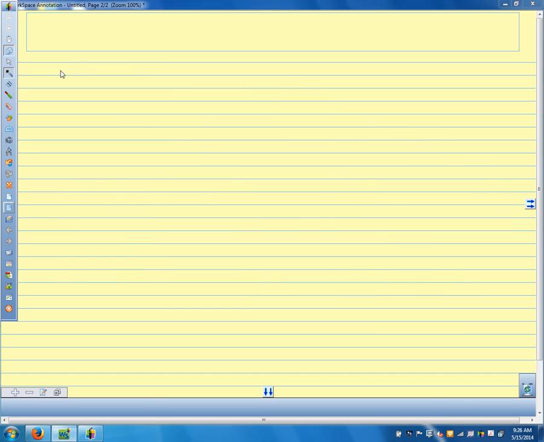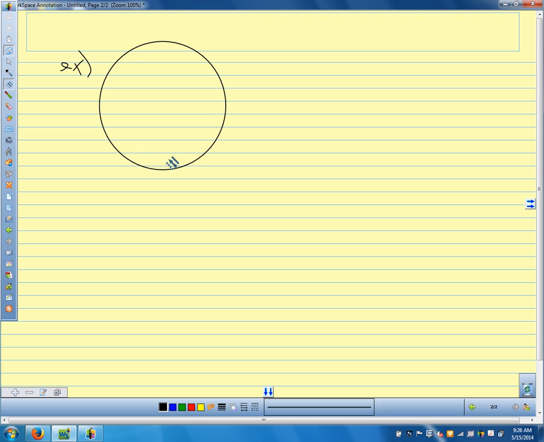All right, so a couple of examples. Here's my circle, and I'm going to draw in some segments here. We end up with lots of pictures that look like this when we're dealing with circles.